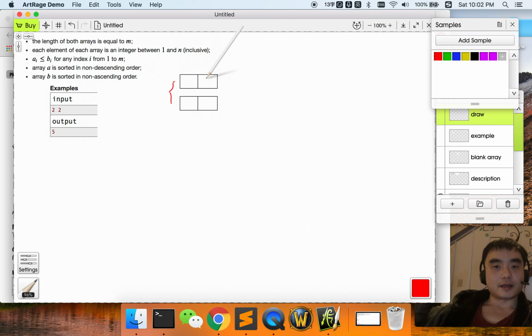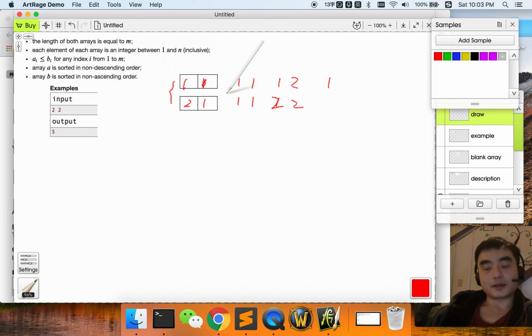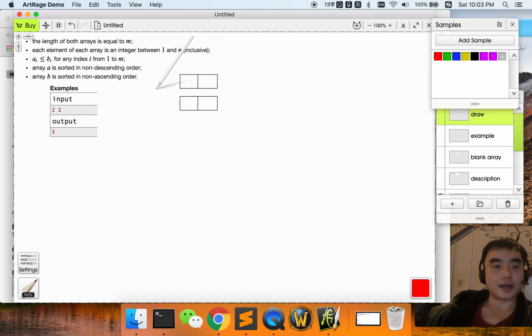Let's say we have 1 and 1 in the first array. What can we have in the second array? We can have 2, 1, right? So these two arrays satisfy all these conditions, right? And also we can have 1, 1, 1, right? And we can have 2, 2, right? Actually, we are not going to write all of them, so you can find out yourself, all right?